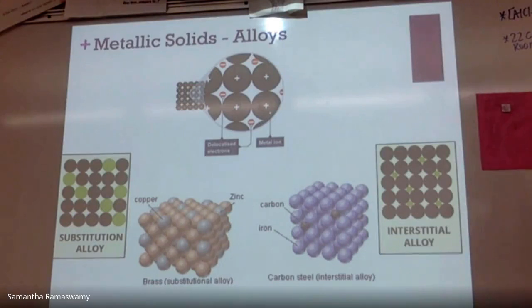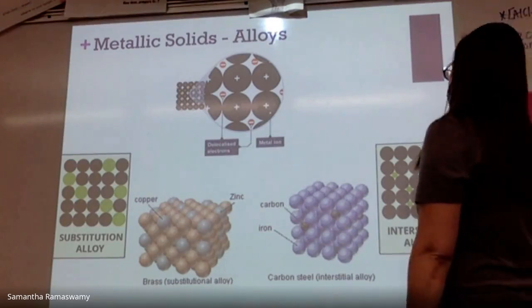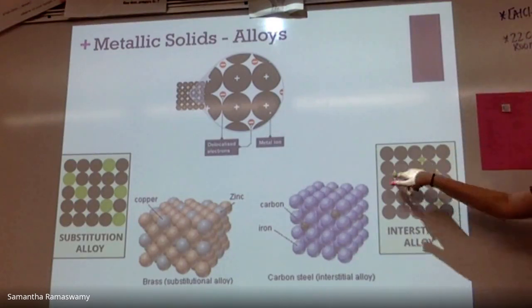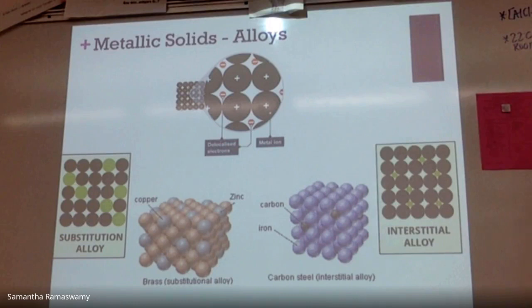You said interstitial, the small ones are non-metals? Yeah, they're typically non-metals. So a lot of times we see carbon filling in the holes, maybe oxygen. So some oxides we'll see fill in the holes as well.